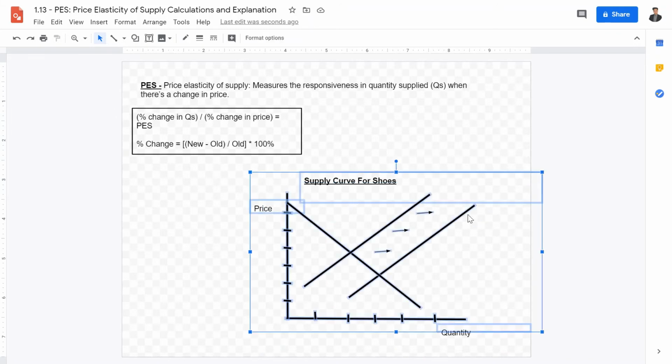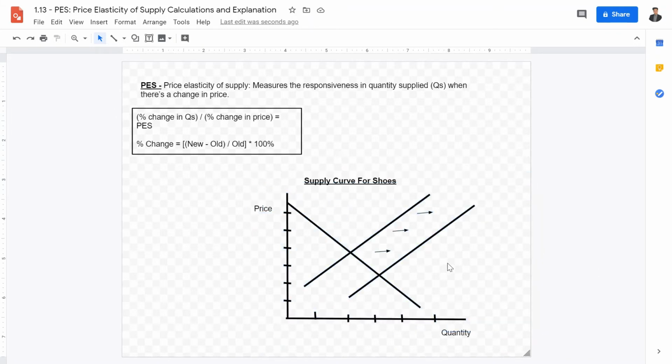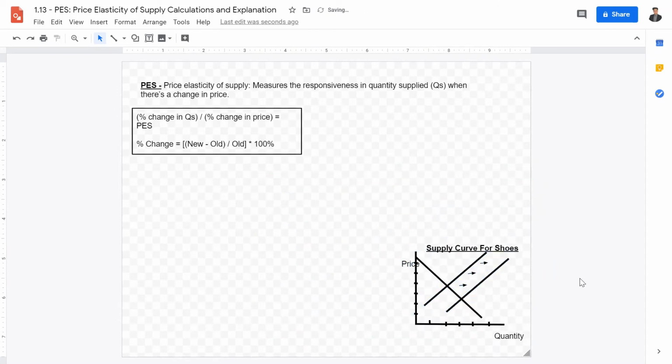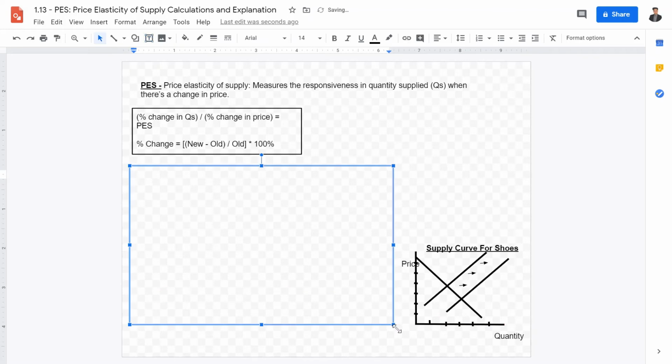So this right here is an example showing the supply curve for shoes shifting to the right as the price increases, directly because of the price elasticity of supply. Now, let me give you an example of how to actually calculate price elasticity of supply. So here is a real world example of PES calculations.